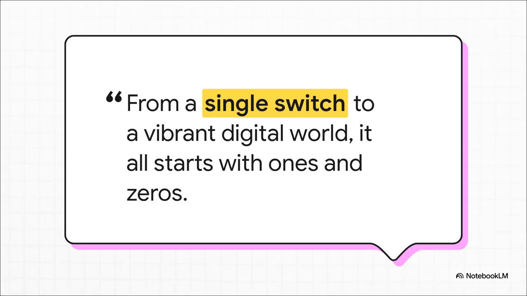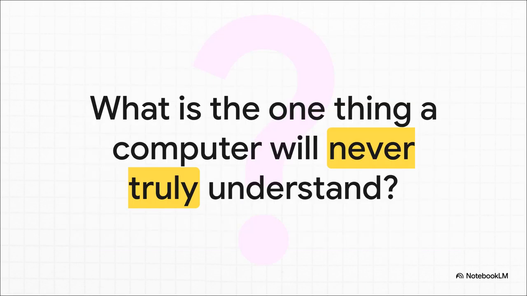And that's the whole story. From one simple on or off state, we build numbers. With numbers, we learn to do math. And by giving numbers a meaning, by assigning them to letters and pixels and sound waves, we can represent our entire reality in a digital form. It's an incredible system, really, all built on the simplest possible foundation.